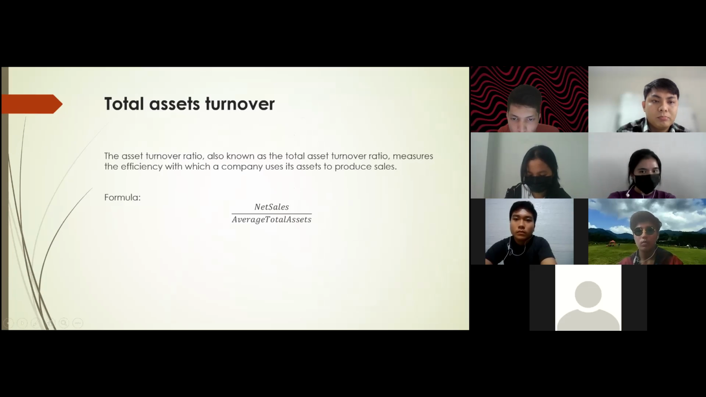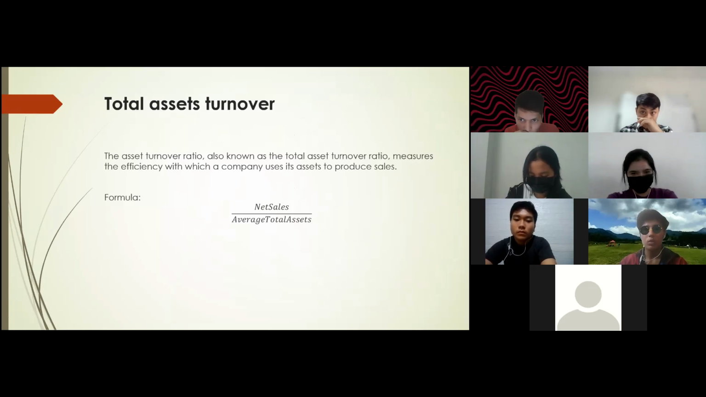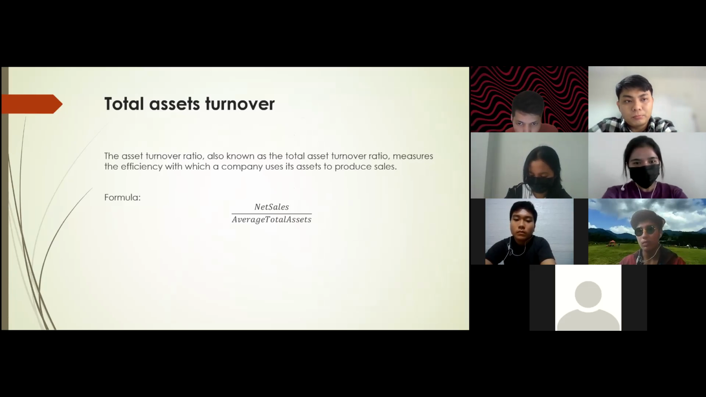What is total asset turnover? The asset turnover ratio is also known as the total asset turnover ratio. It measures the efficiency with which a company uses its assets to produce sales. The formula is net sales over average total assets.